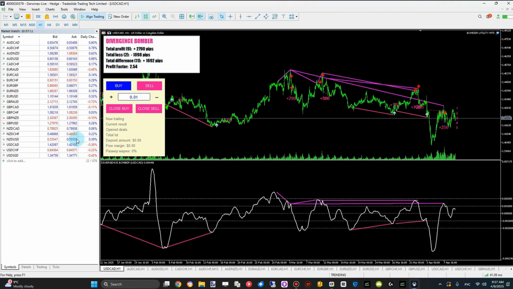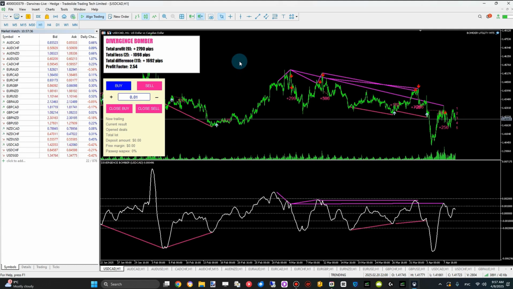Plus, there is also a utility that helps the trader trade. That is, you can make buy and sell trades through the trading panel and close these trades with a single keystroke. And this utility also automatically sets stop loss and take profit levels. It also closes trades according to the conditions of this strategy when the divergence is resolved.